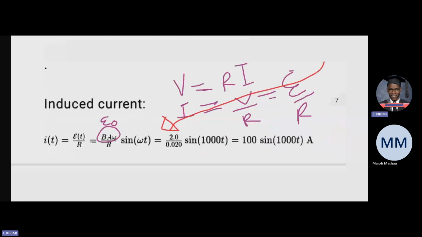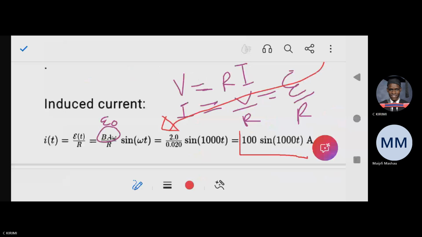So the induced current which we are calculating is this one. That is the induced current, which means it is 100 sine omega t. So the value for everything after we've solved, divided by the resistance, will be 100 sine 1000t amperes, which means the current is changing with time. At any given time, the current will have a different value. It's no longer constant. That is the induced current, which means it's changing with respect to time. It's not constant throughout the circuit.